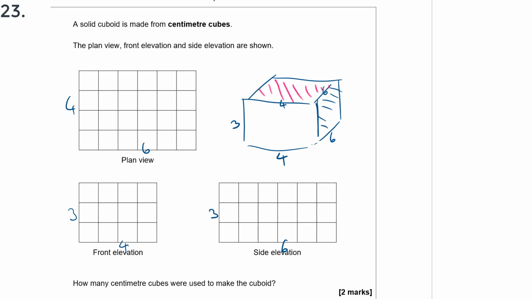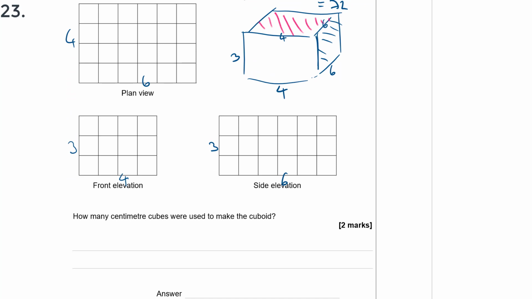Okay, so how many centimeter cubes were there to use to make this cuboid? I can just use that by using the volume formula. Volume equals length times width times height. So I'm just going to multiply those three things together. 3 times 4 times 6. 3 4s are 12 and 6 12s are 72. So I'm going to be using 72 little cubes.